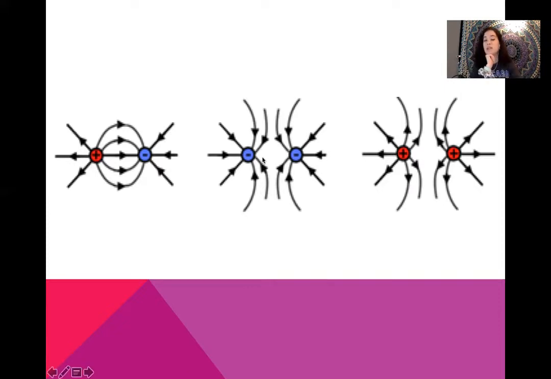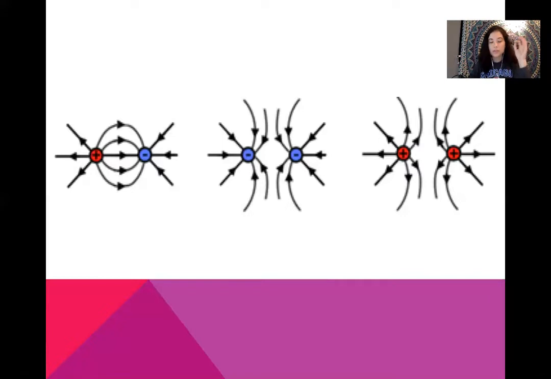Same with our negative and negative. All the field lines still point towards the negative charges, but in between, they get this crisscross, so instead they have to curve to avoid each other. On the far right, we've got the two positive charges. And again, they're all pointing outwards, but instead of crisscrossing, they have to curve away from each other.